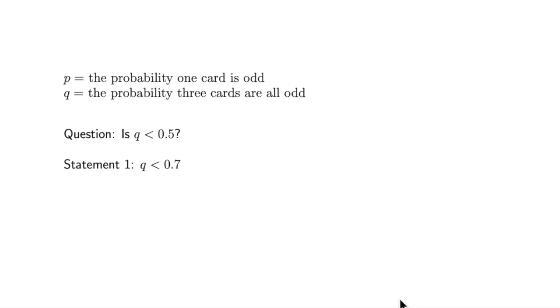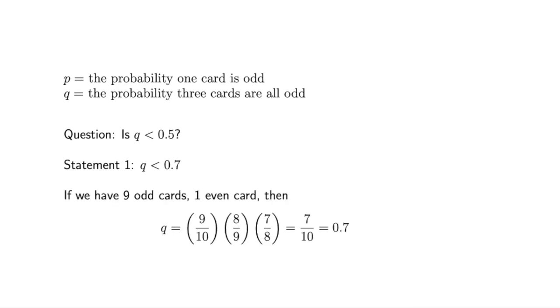0.5. But this is a probability situation, and only very specific values of Q are even possible here, so we have to investigate further. And if we first imagine we have 9 odd-numbered cards and 1 even card, and work out the value of Q in that case, it's equal to 9/10 times 8/9 times 7/8, and if you cancel, that's just 7/10. So if Q is less than 0.7, that really just means that we have at most 8 odd-numbered cards in the deck and at least 2 even-numbered cards in the deck.